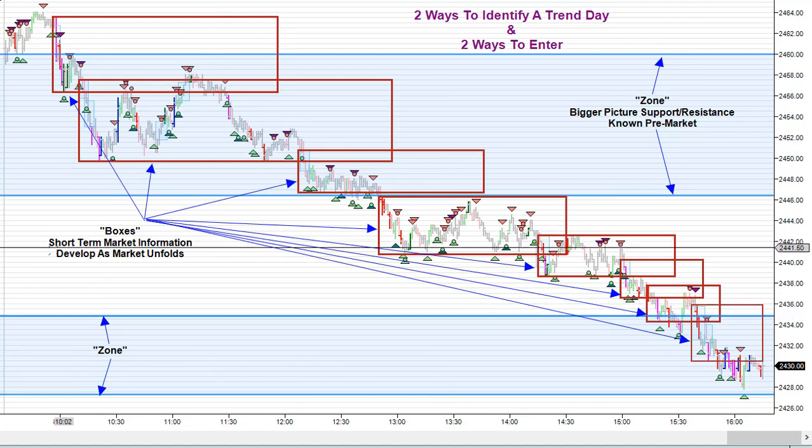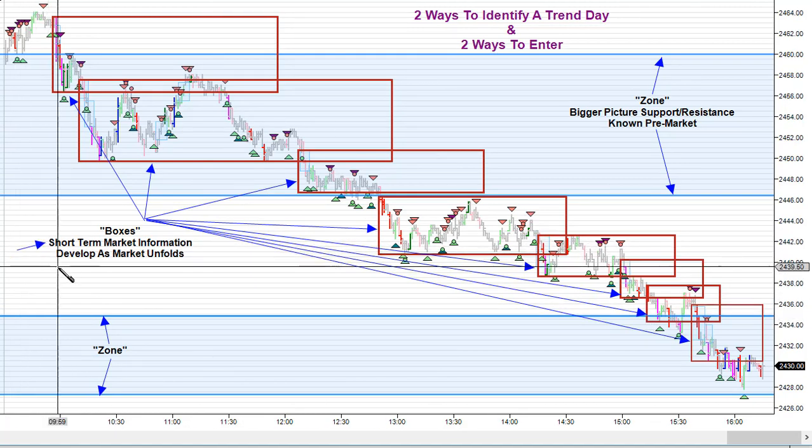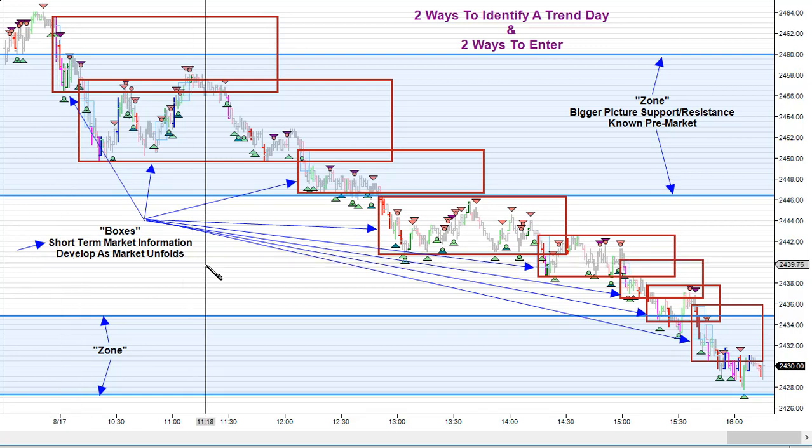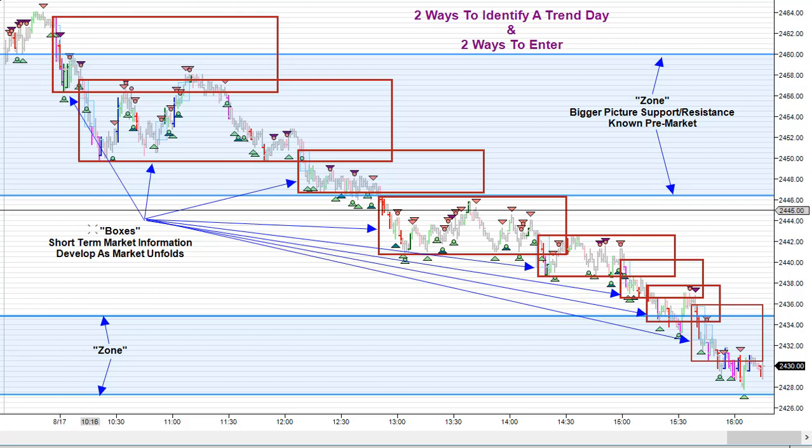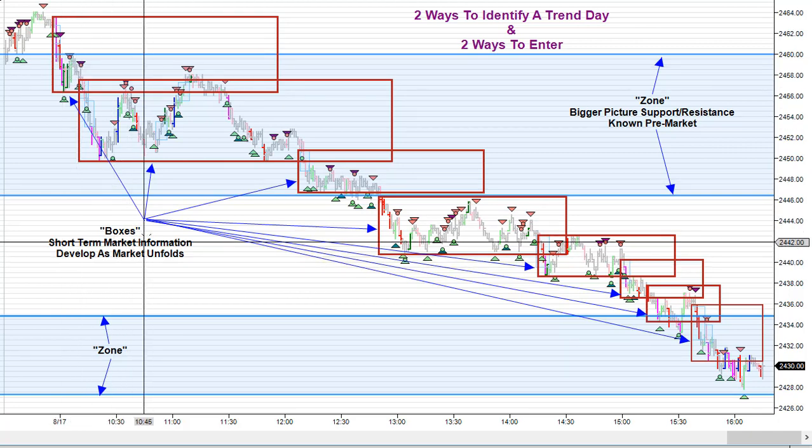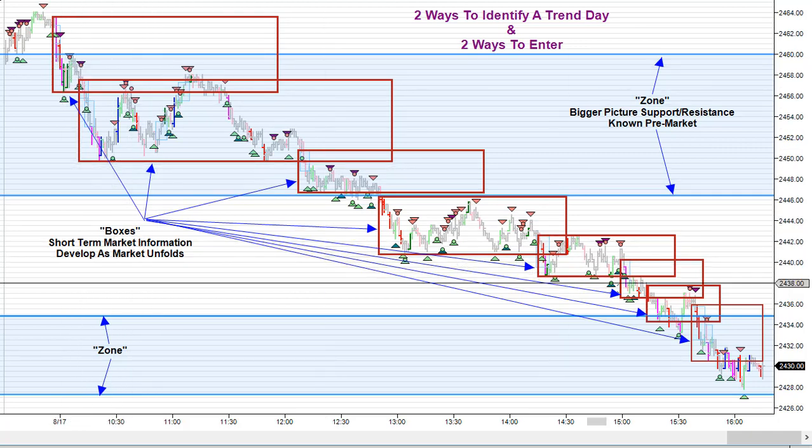Okay, these are short-term market information. They're telling us the short-term auction information. These are developing as the day unfolds. So ahead of time we have these blue zones laid out. As the day unfolds, we have these boxes that we form.